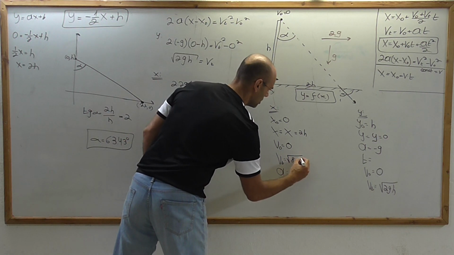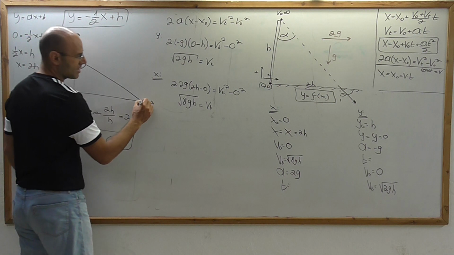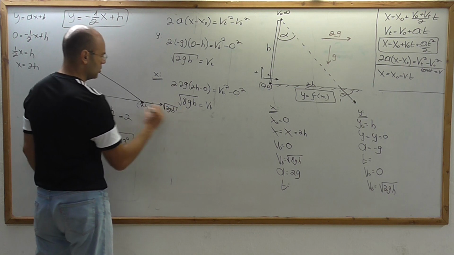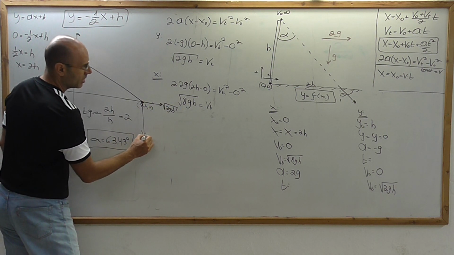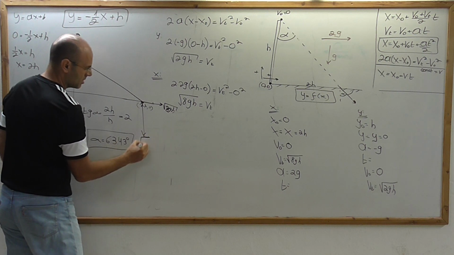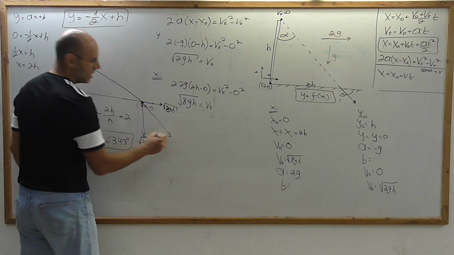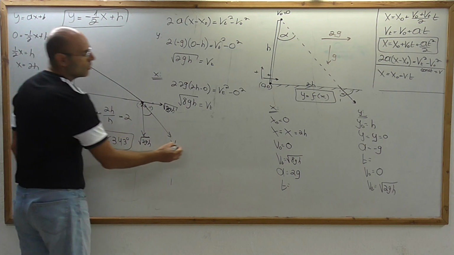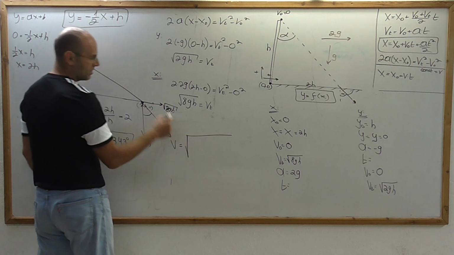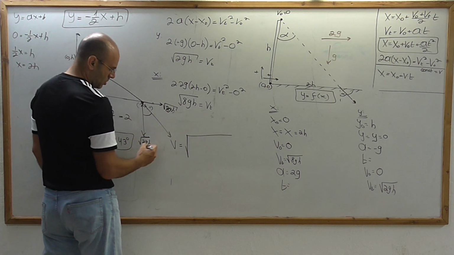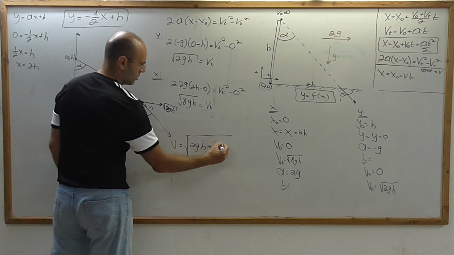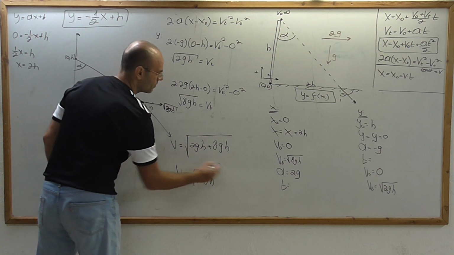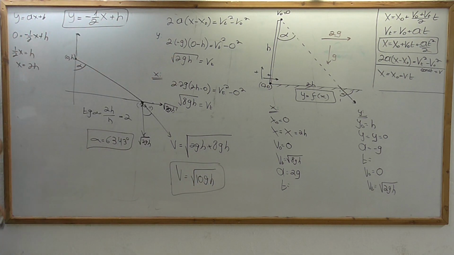Square root of 8gh. So what we know, in the x-axis it has square root of 2gh, here it has 8, here it has 2gh, and if we want to find the velocity here, we know it's exactly the same angle. We'll do the square root of this squared plus that squared. So it's 2gh plus 8gh, which is 10gh. Okay, now we know everything.